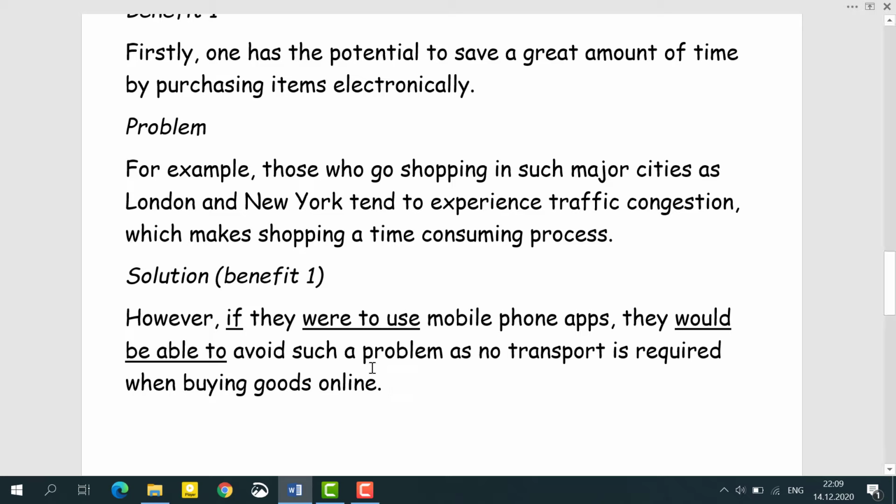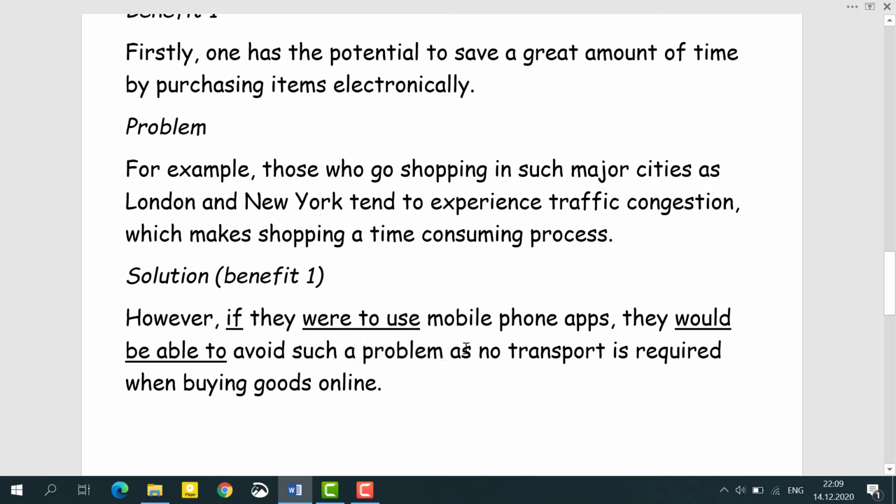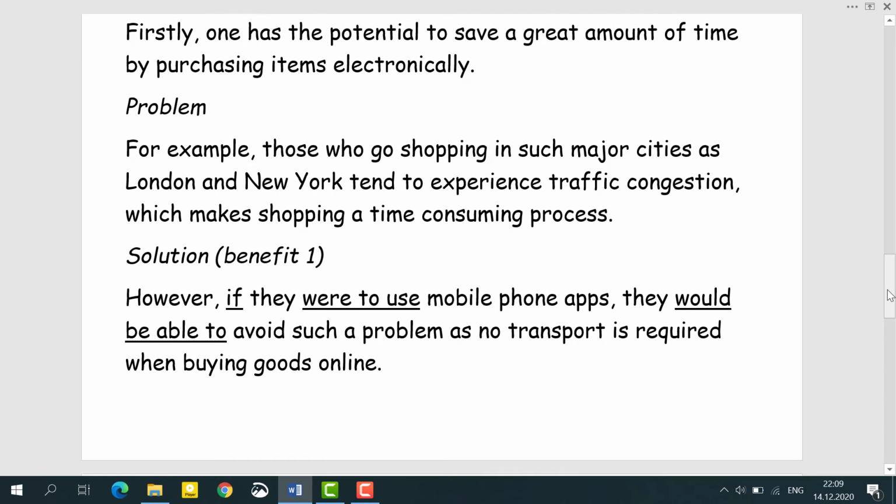Next, to avoid such a problem, we know what kind of problem we're talking about, so I'm referring back to the previous statement. As means because. No transport is required. I'm using the passive voice here when buying goods online. So I have already explained why the first benefit really works. Okay? Next. Now, what's the next step?